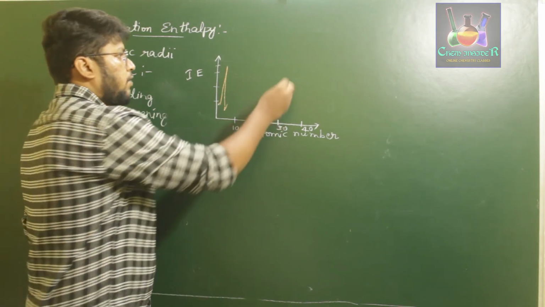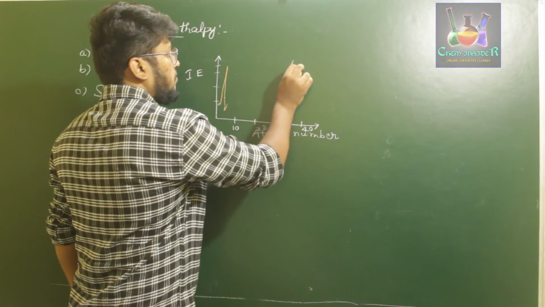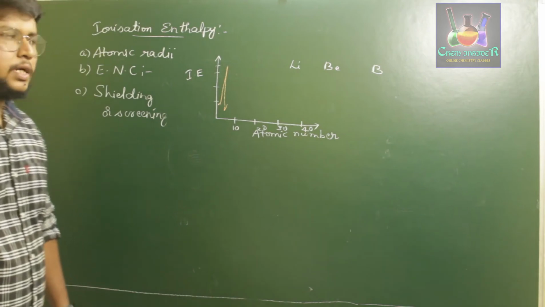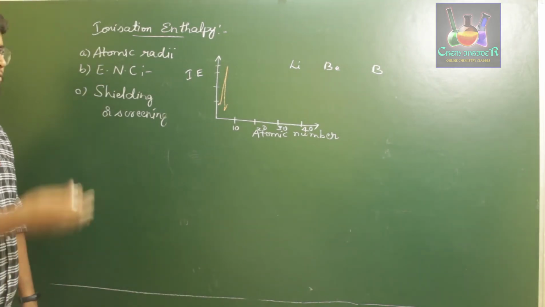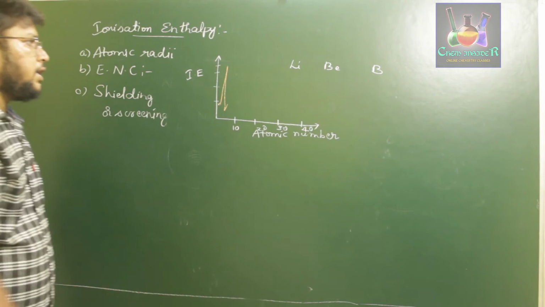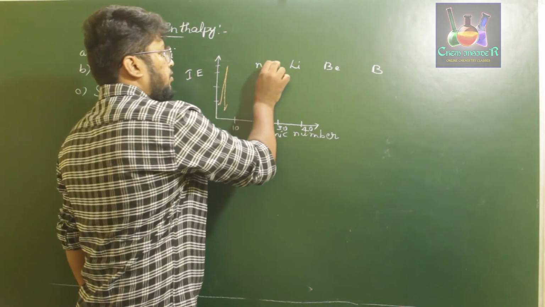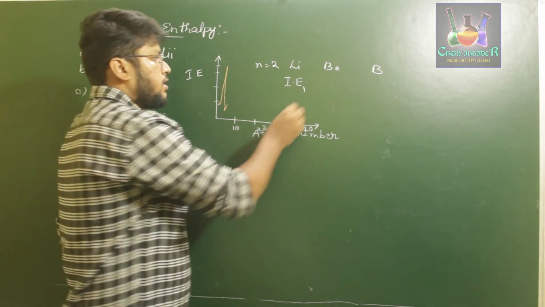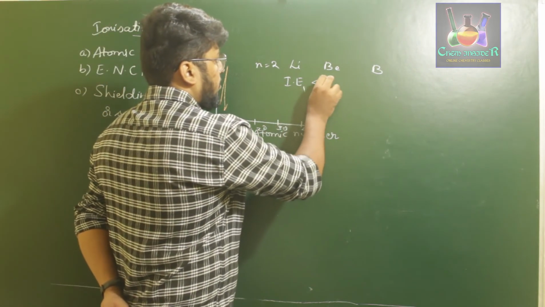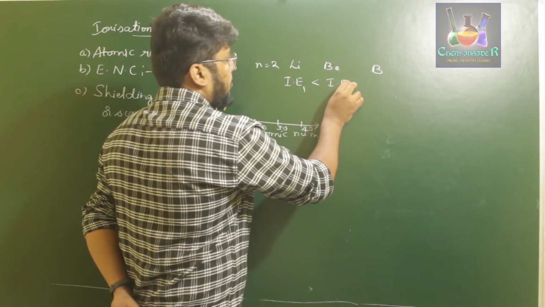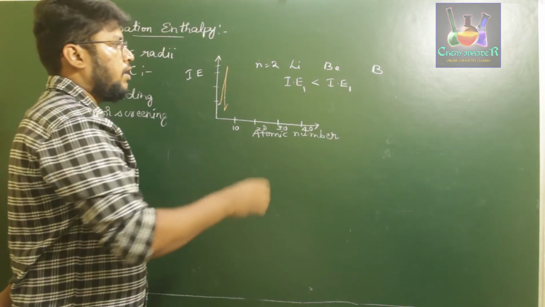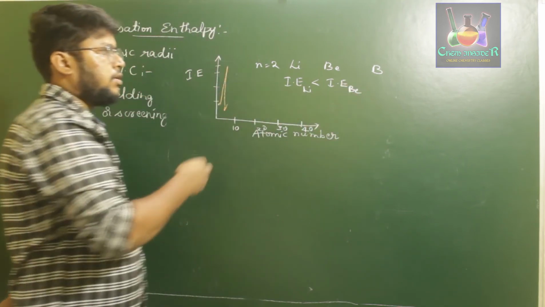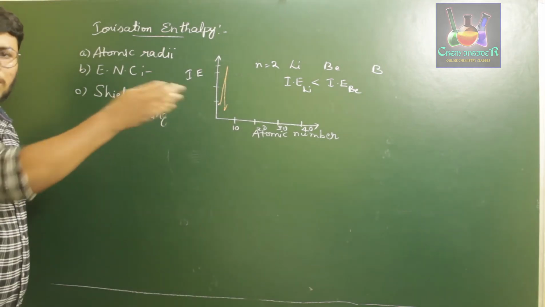That is, if you go for lithium, beryllium and boron, if we come across the second period elements from left to right, that is n is equal to 2 period, what happens is the first ionization enthalpy of lithium is less than the first ionization enthalpy of beryllium. Okay, so ionization energy of lithium is less than that of beryllium. We know that is because ionization enthalpy increases across the period.